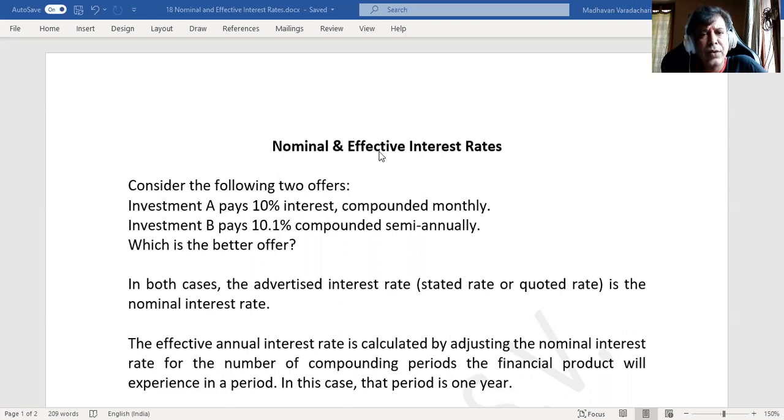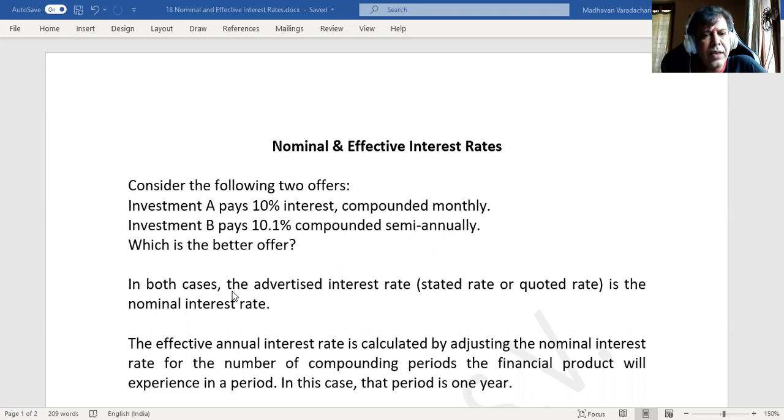Now, to understand these two things better, we will first consider two different offers. Investment A states 10% interest compounded monthly. Investment B pays 10.1% compounded semi-annually. So when you look at this, it looks as though investment B is giving a greater percentage of interest compared to investment A. And the question is, which is the better offer?